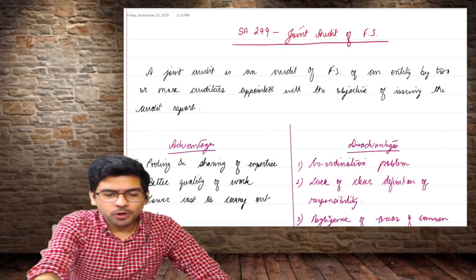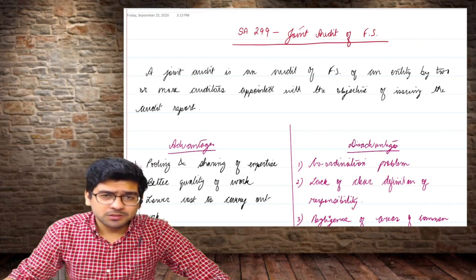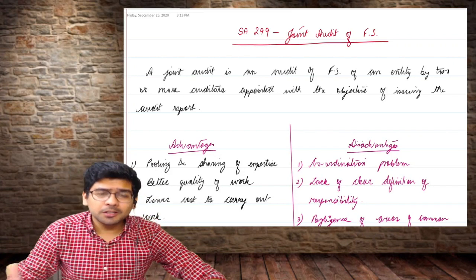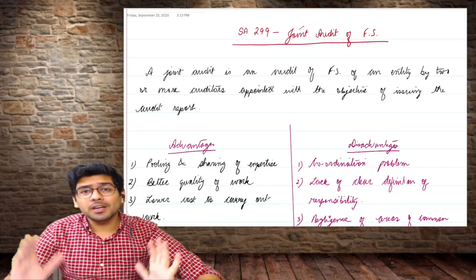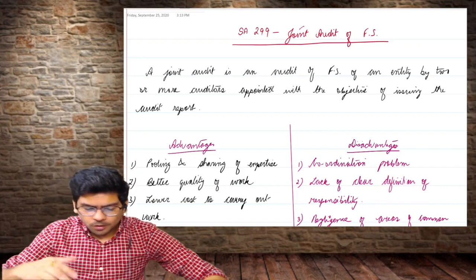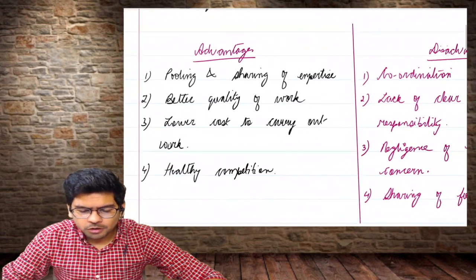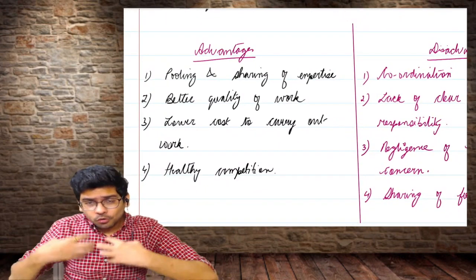Yes, the answer should be what? Obviously the big companies, right? In case of a small company, perhaps one single auditor will be able to complete the audit within the given time frame. But in case of large organizations, they have the concept of joint auditors. Okay, so what are the advantages? Why do clients go for joint audits, or what is the advantage that joint audits accrue to the CA firm?